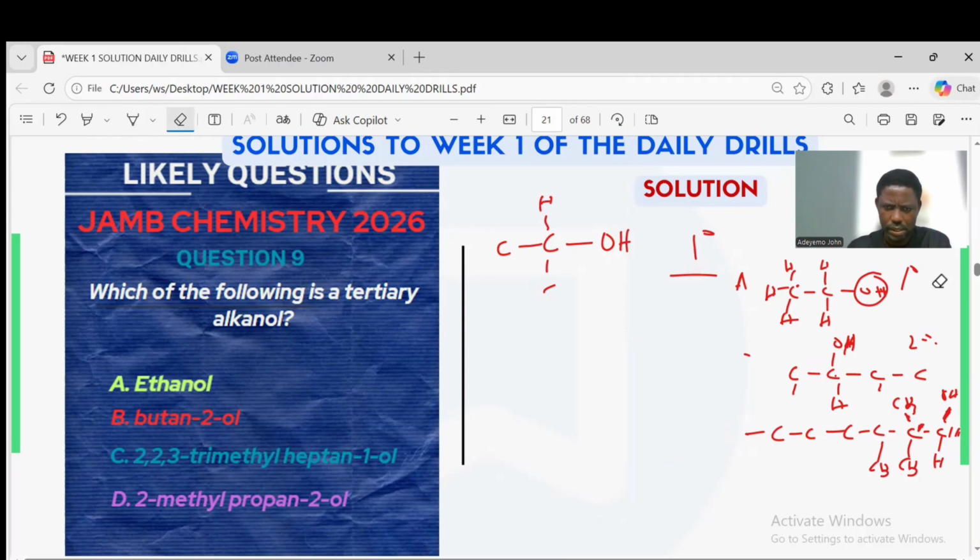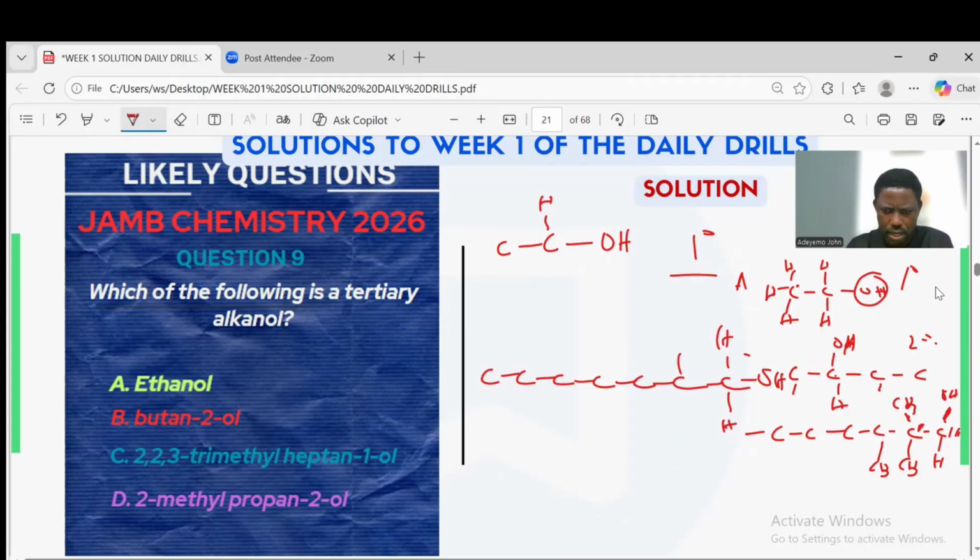Okay, let me pull that. That is heptane: 1, 2, 3, 4, 5, 6, 7. All right, this is OH because it's the first carbon, so put H here. The second carbon is carrying a methyl group, another methyl group. The third carbon is carrying a methyl group.